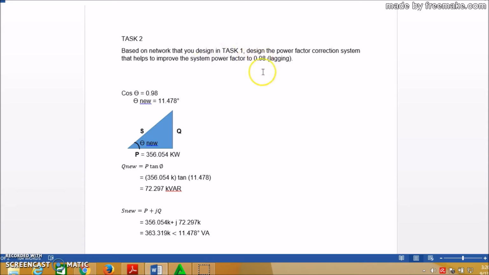So first of all, as we all know, power factor is equal to cos theta. We had been given from the question that power factor is equal to 0.98. From this power factor, we can find our new theta. So cos theta is equal to 0.98, so our new theta is 11.478 degrees. This new theta we will use in this power triangle.